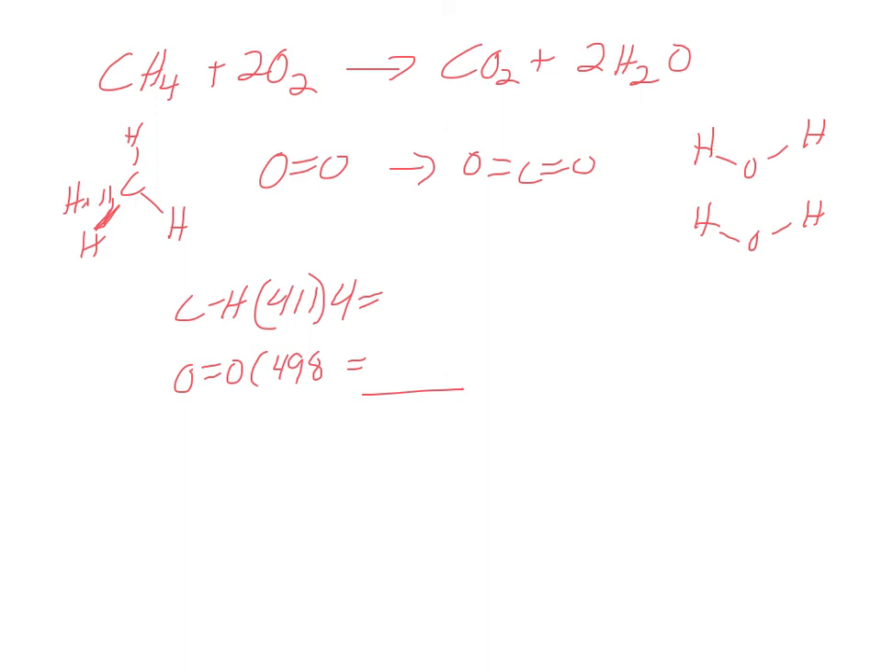On the other side of the arrow, you got C=O double bonds, and you got 2 of those, and that is 799. You take that times 2, and then you have HO bonds. HO bonds are 459, and you got 4 of them. So you add these 2 numbers together, just like you added these 2 numbers together. And then, what's this number? Either one, the first one.